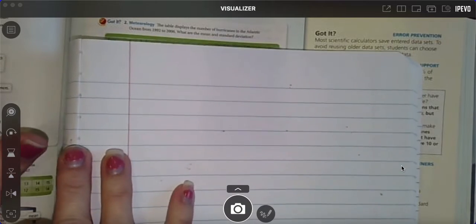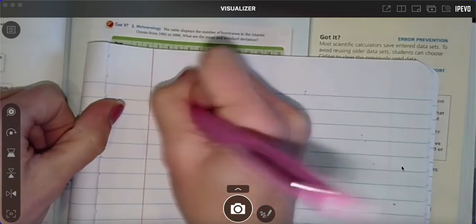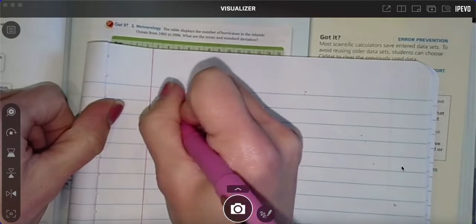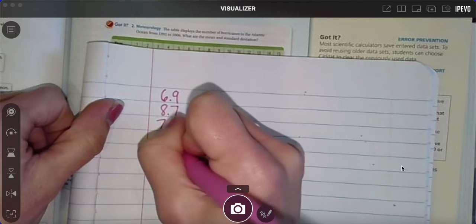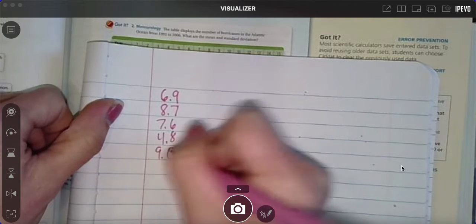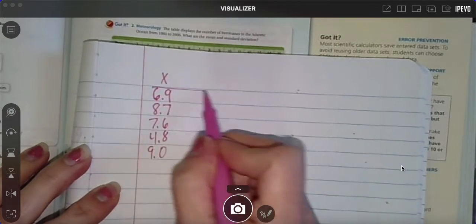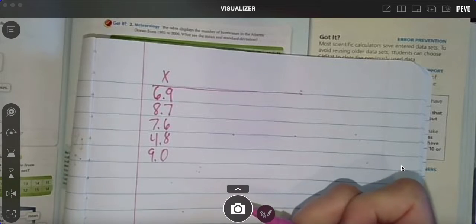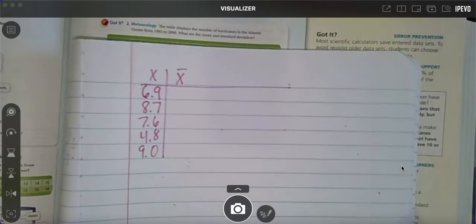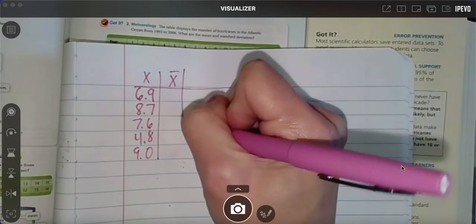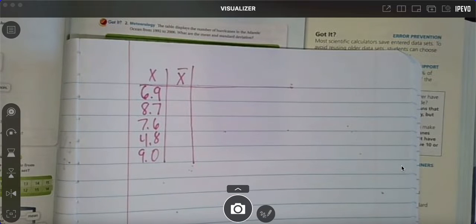So they just start with a few numbers. Here are our numbers: 6.9, 8.7, 7.6, 4.8, and 9.0. And I'll show you how they make a little chart. These are all of our X values. Then the next thing they want us to identify is the mean. Remember I said they use this X bar. How do I find the mean? I would add up all these numbers and divide by how many there are.